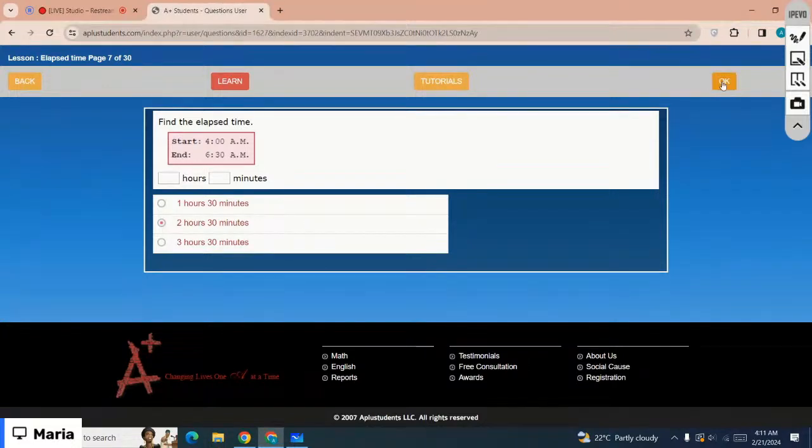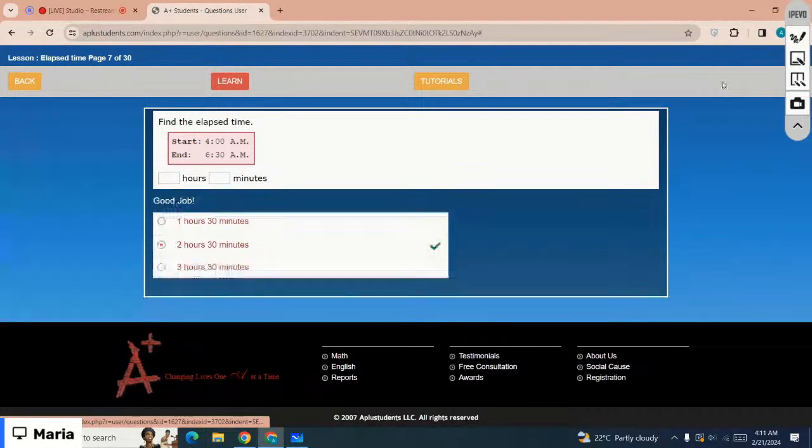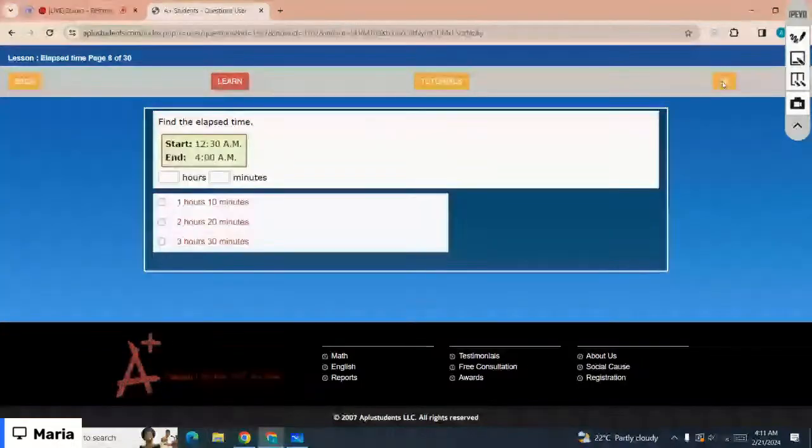Got it? The next one is find the elapsed time, 12:30 a.m. till 4 a.m. Which is the correct one?